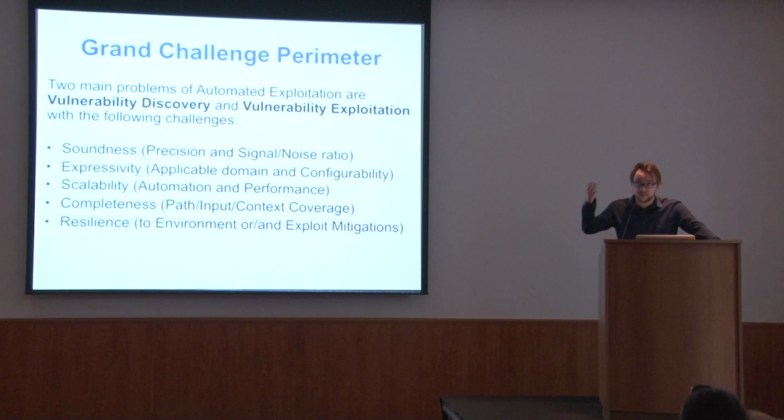The completeness is related to coverage. So if you have a path or an input or a context that is feasible in the program, are you going to be able to reach that? Do you have enough coverage? It's different from scalability because you could be able to analyze so much code but not have much coverage. Maybe your tactics mean that you don't explore some particular subset of the state space of the program because of your choices.